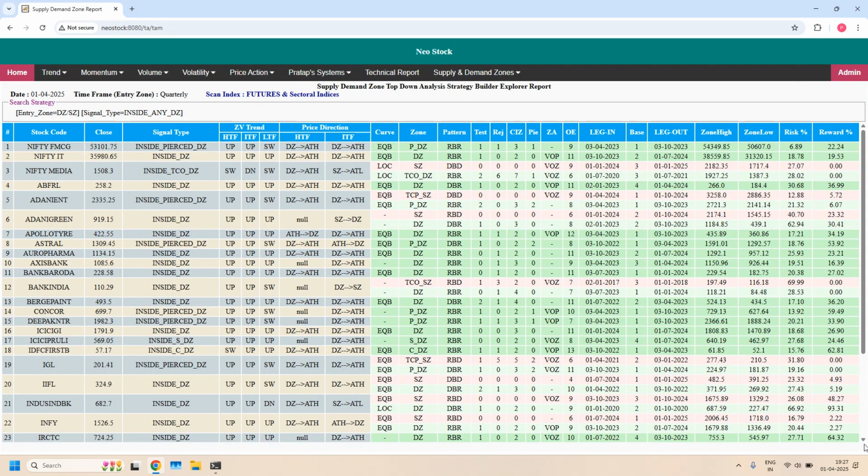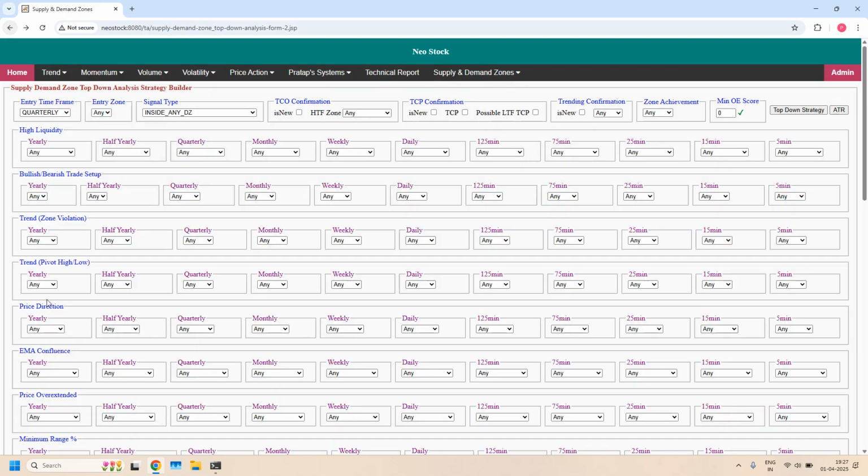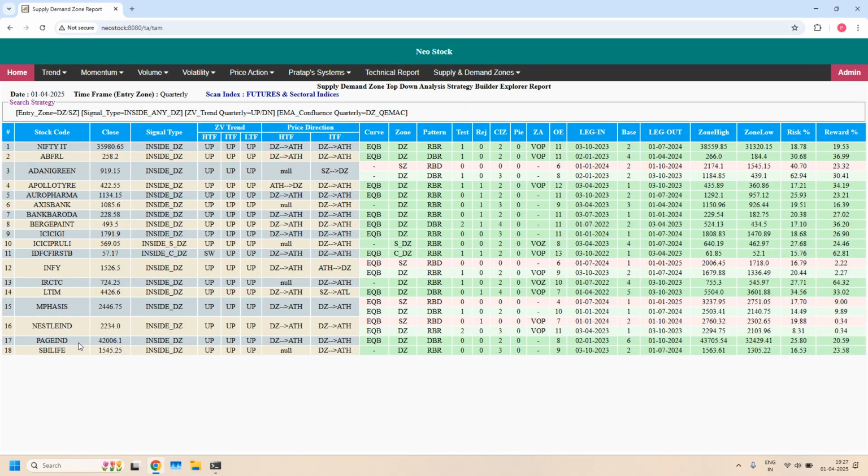First 23 stocks in the list. Scrolling the list down. 31 stocks. We can further filter based on quarterly demand zones having quarterly EMA confluence, and also the trend on the quarterly should not be sideways. It can be up or down. Now we got 18 stocks.